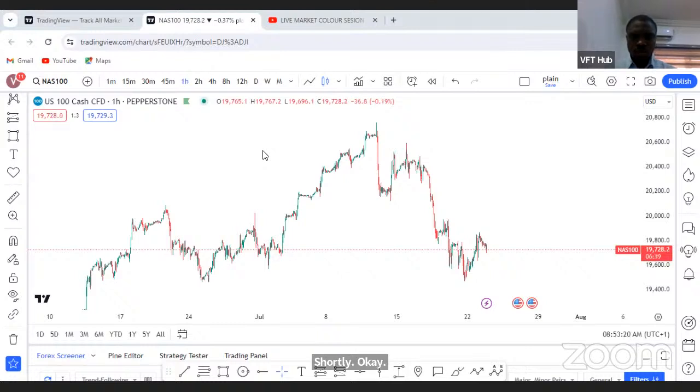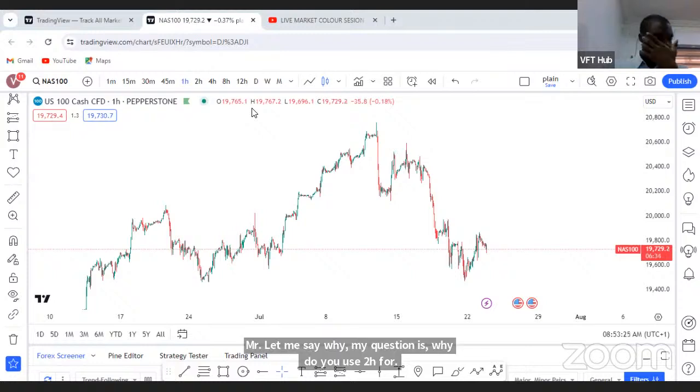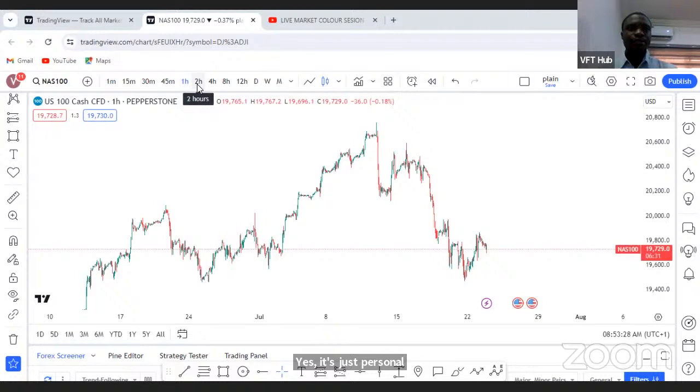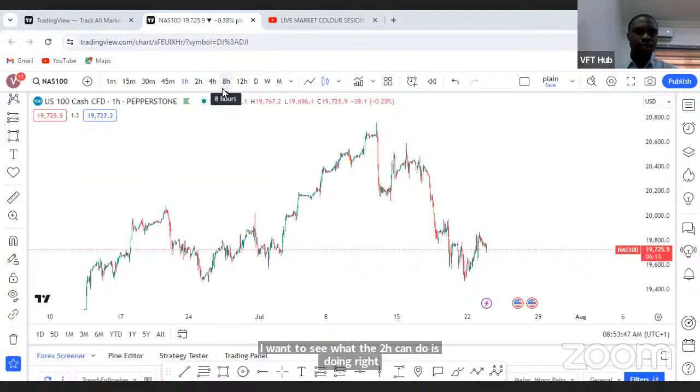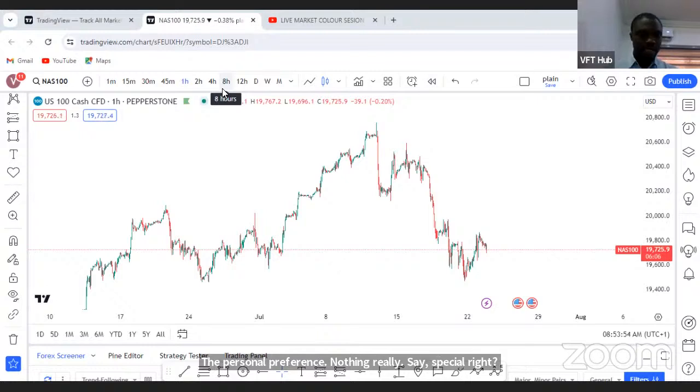My question is, why do you use 2 hours for analysis? Yes, it's just personal preference. They give me a higher time frame, and if you look here very well, you see 12 hours, you see 8 hours. They give me a clear perspective. In terms of the 2 hours, I want to see what the 2 hours candle is doing instead of 1 hour, just to consolidate the data together. It's personal preference, nothing really special per se, at least for this particular part of the analysis.